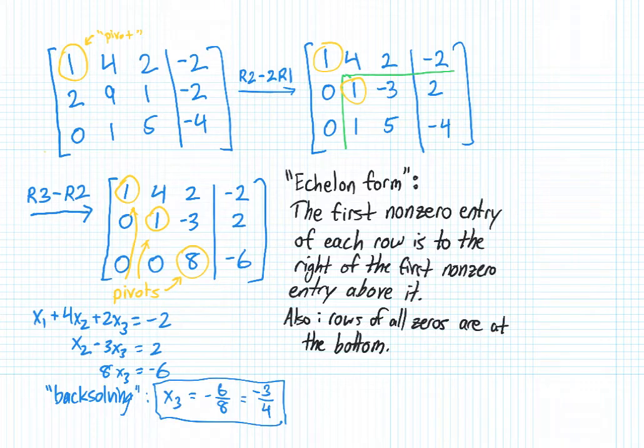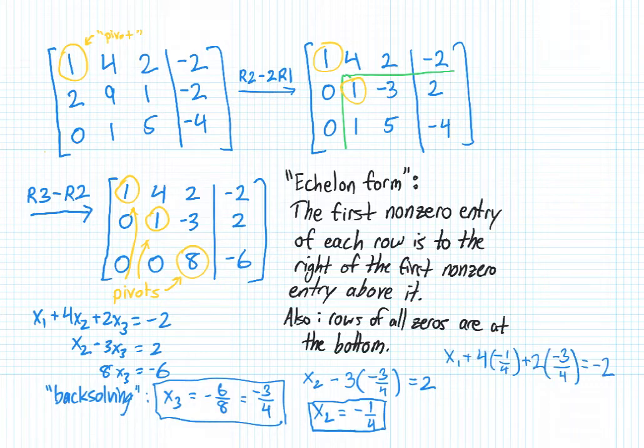From the third equation, you have x3 is equal to minus 6 over 8, which is minus 3/4. And then we would substitute that into the second equation. And that would give you x2 minus 3 times parentheses minus 3/4 is equal to 2, which you can solve for x2 and get x2 is equal to minus 1/4. And then you can substitute both of those things into the first equation to get this equation that only has x1 in it, so you can solve for x1 and get x1 equals 1/2. And so that's it. We've solved the equation.